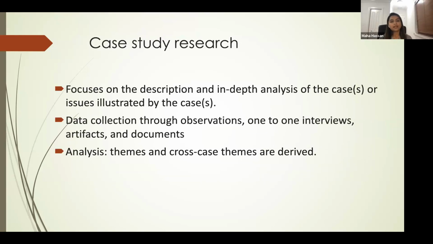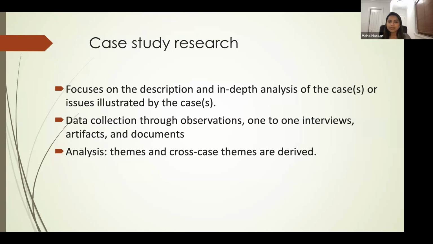And the last example that I chose to talk about is the case study research that we all are very interested in. It focuses on the description and in-depth analysis of the cases or issues illustrated by the cases. The data collection is through observations, one-to-one interviews, artifacts, and documents. The analysis is through themes and cross-case themes that are derived.